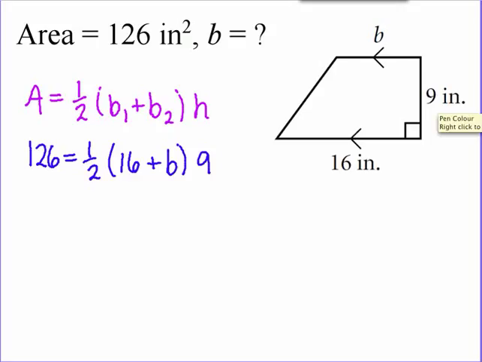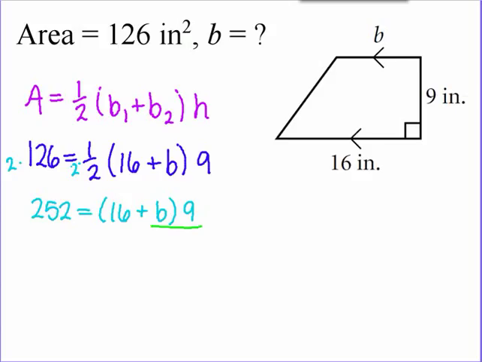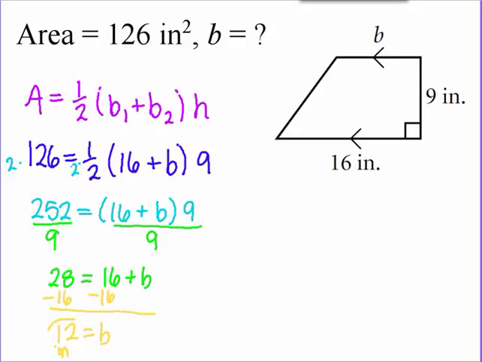First of all, I can multiply by 2, so I get 252 equals 16 plus B times 9. Next step, you could divide by 9. When you divide by 9, you end up getting 28 equals 16 plus B. To solve that, you subtract 16 from both sides, and you get B equals 12, and your units will be inches. Okay? So there you go. It's just a matter of plugging those in.